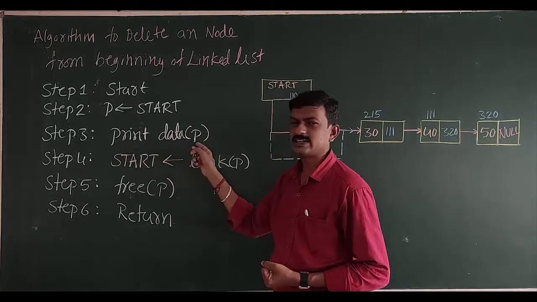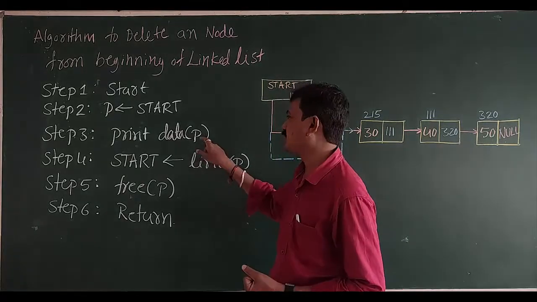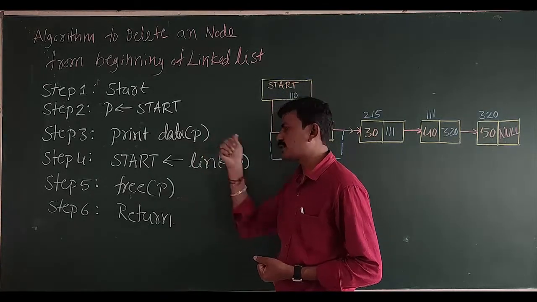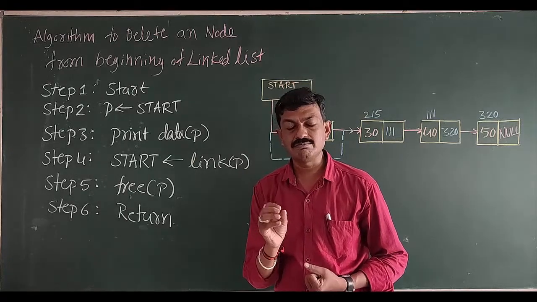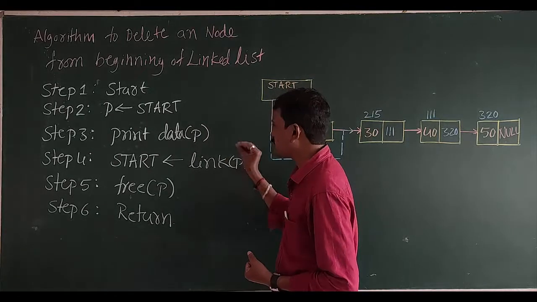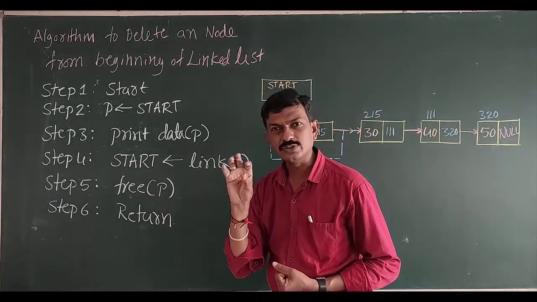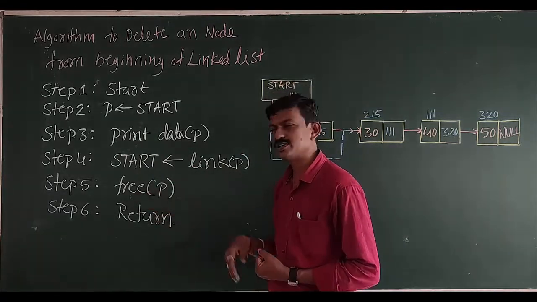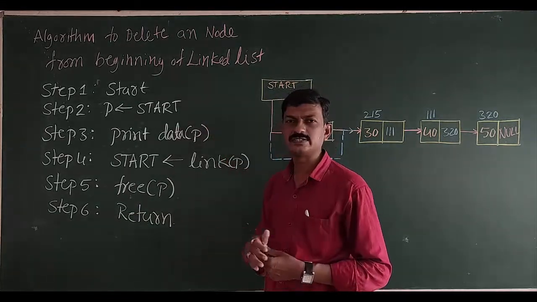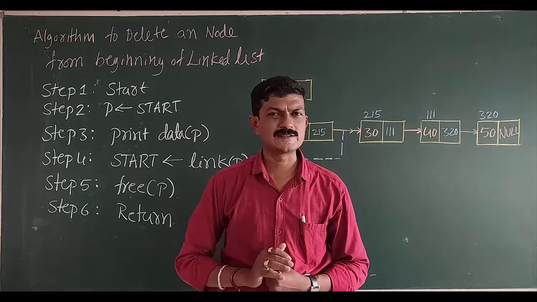Step 3: print data of p. Print data of p means whatever value is contained in the memory location or variable p, that I am going to print. Step 4: start = link of p. Whatever link part the node p contains, I am going to assign that to the start pointer. Step 5: free of p. That node I am going to delete, it is the free operation. Step 6: return. These are the 6 different steps. Using them we are going to delete a node from the beginning of the linked list.